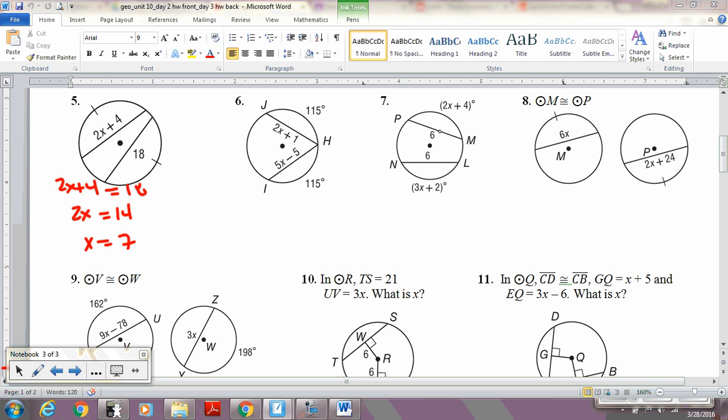On number 7, again, the two chords are congruent. Both of them are 6, so that means the arcs are equal. So that means 3x plus 2 is equal to 2x plus 4. And so subtract 2x from both sides would give you x plus 2 equals 4. Subtract 2 from both sides, which will give you x is equal to 2.